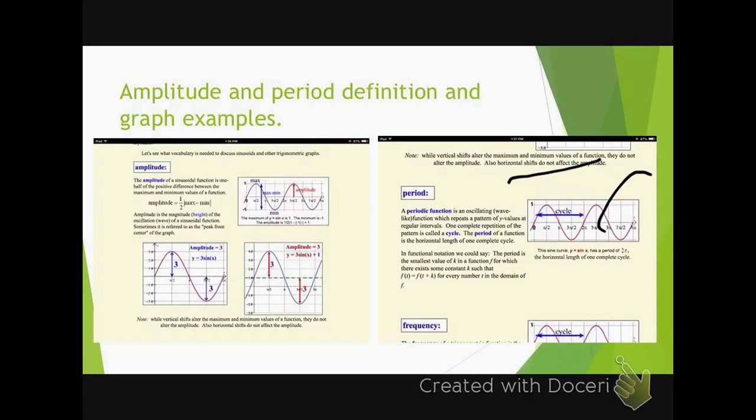And here's another example here. And then finally, the period. It says a periodic function is an oscillating function which repeats a pattern of y values at regular intervals. So as you can see here, they all kind of follow the same pattern: it always goes up and it always goes down. There's always a cycle to it.